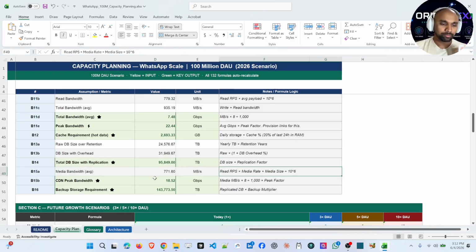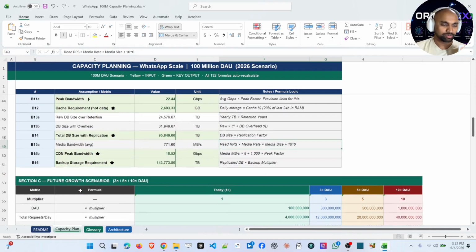Content delivery network peak bandwidth is around 18.52 Gbps. How are we calculating? We have the media in MB per second, and we have to convert that into GB per second. Backup storage requirement is 143K terabytes, that is the replicated database times a backup multiplier. This is how we are calculating the backup storage requirement.